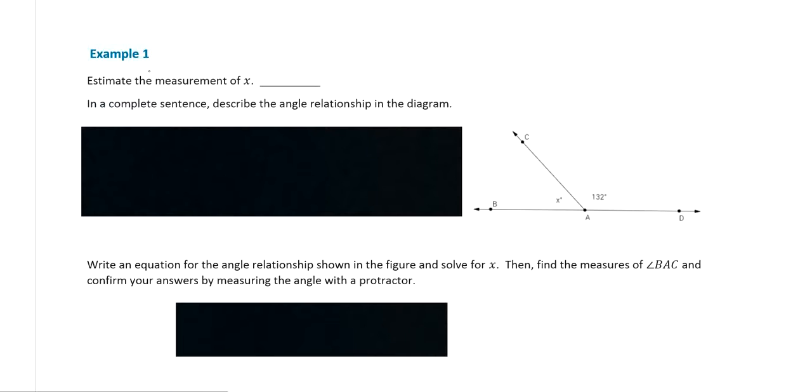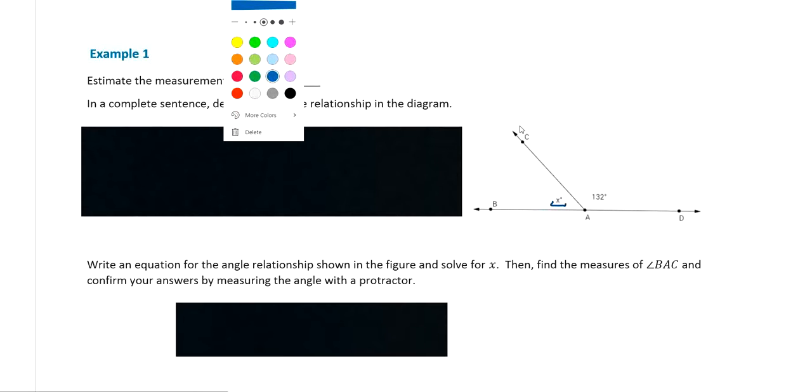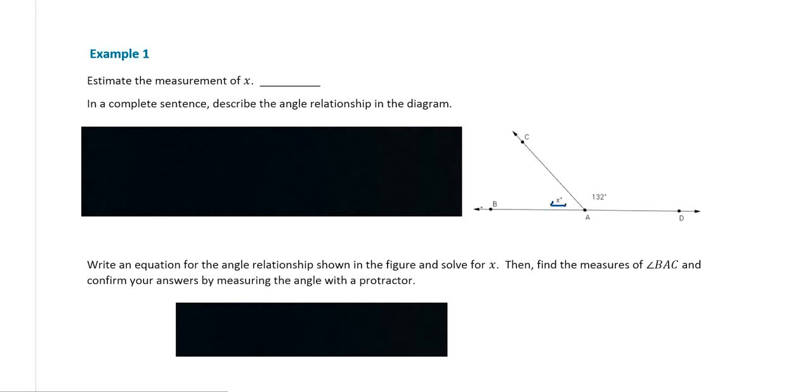So example 1 is asking us to estimate the measurement of x, and we see here how x is the unknown angle measure right there. So in a complete sentence, describe the angle relationship in the diagram. Something I notice is that we have a line BD and we have a ray coming off that line.